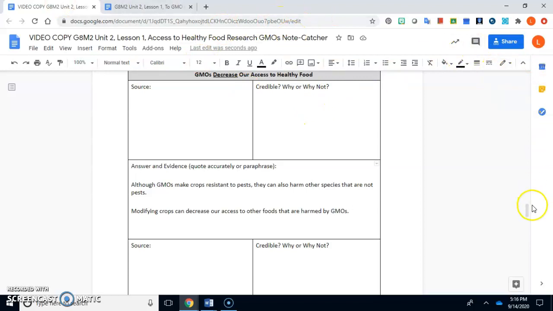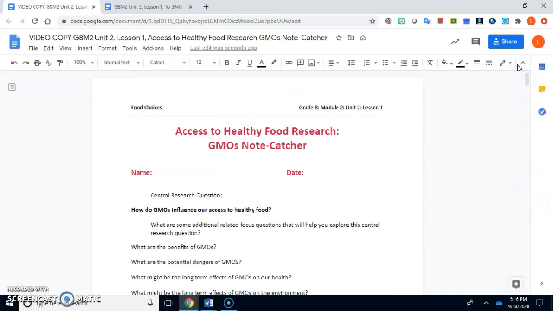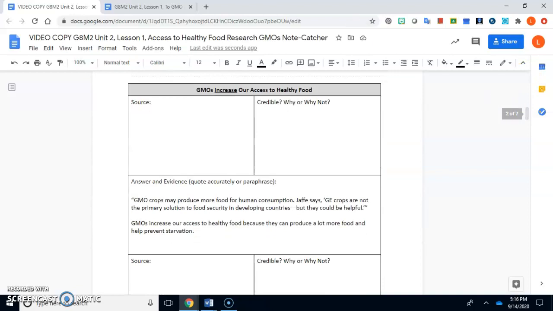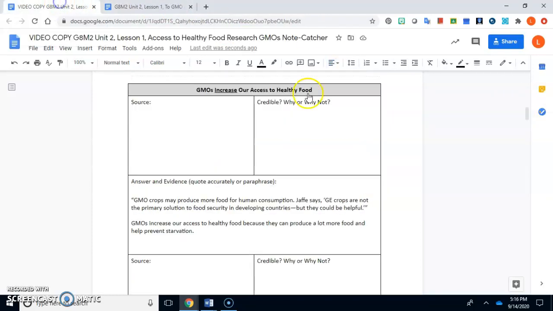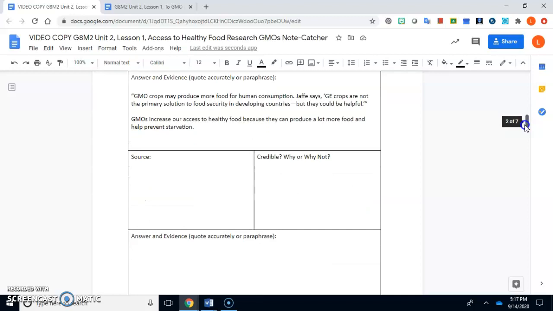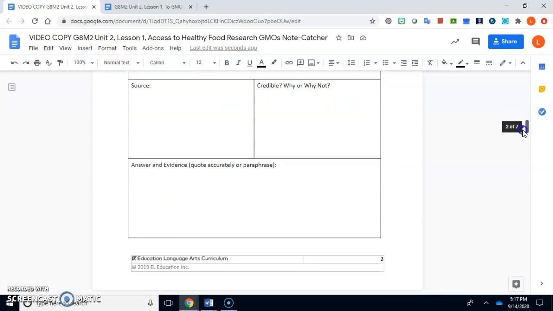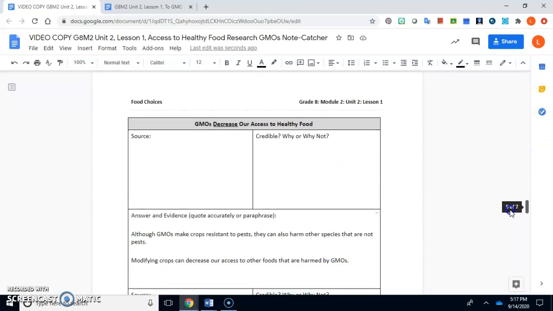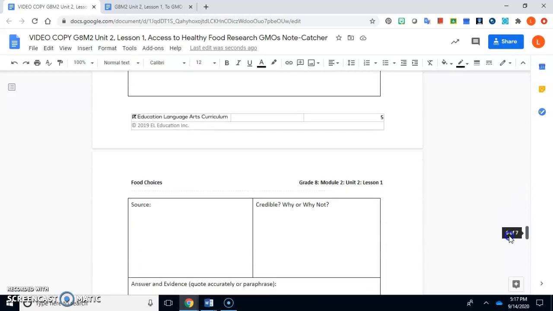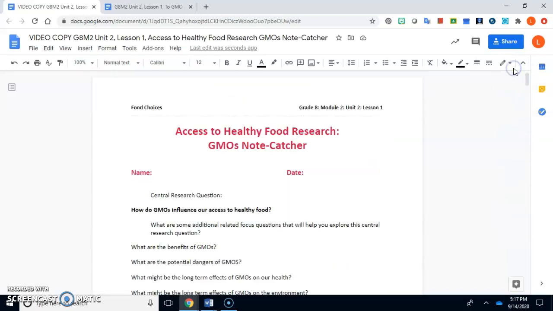So what you are going to do is take a couple minutes to work with a partner, in a small group, or by yourself, depending on what your teacher says. You're going to finish looking through the text that you already read, find a few more pieces of evidence, and answer them inside your note catcher. In the increase our access to healthy food section, we have a couple more answer and evidence pieces. You're just going to fill out the next one or two, and then scroll down to the decrease our access to healthy foods section and fill out the next one or two sections for answer and evidence, just like we did here. If you have any questions or need further clarification, please count on your partner or group members or reach out to your teacher.